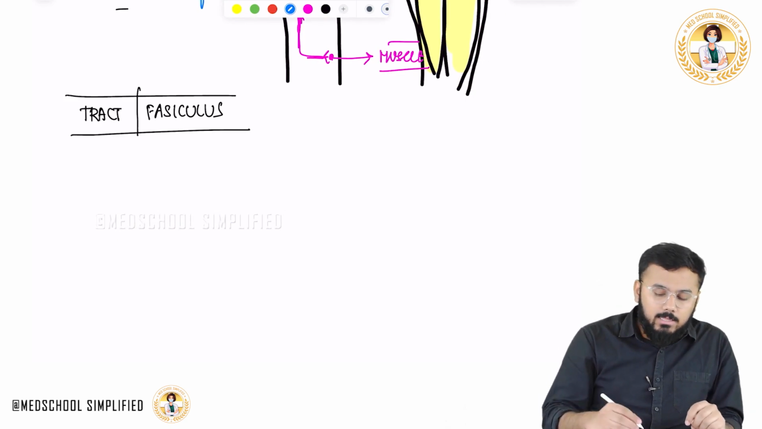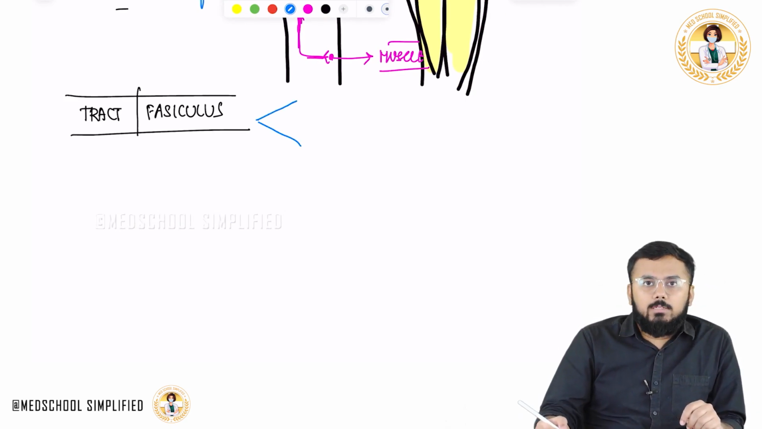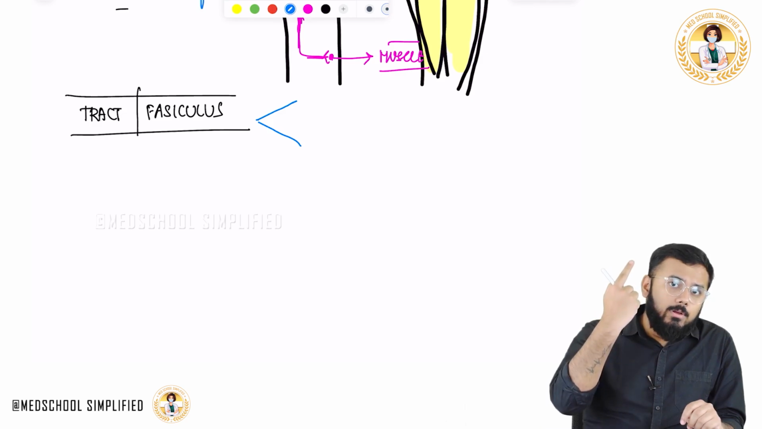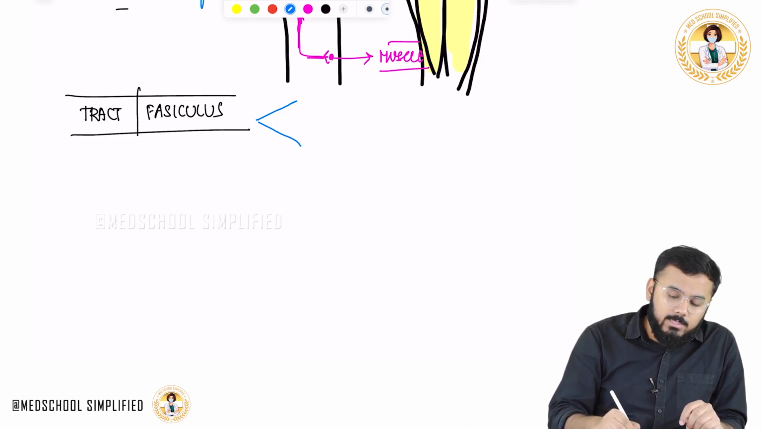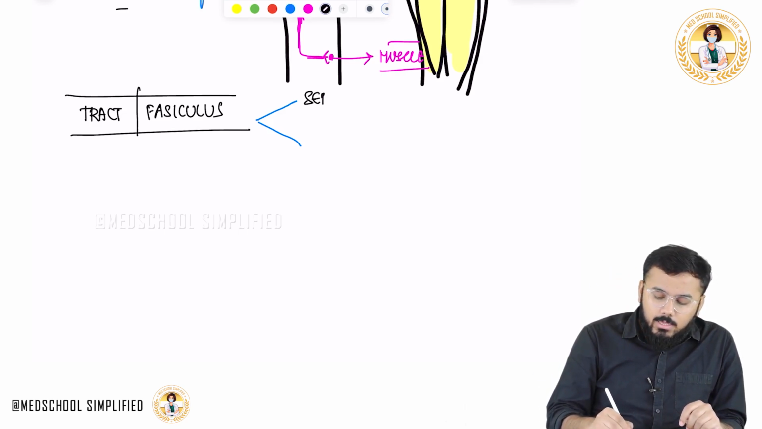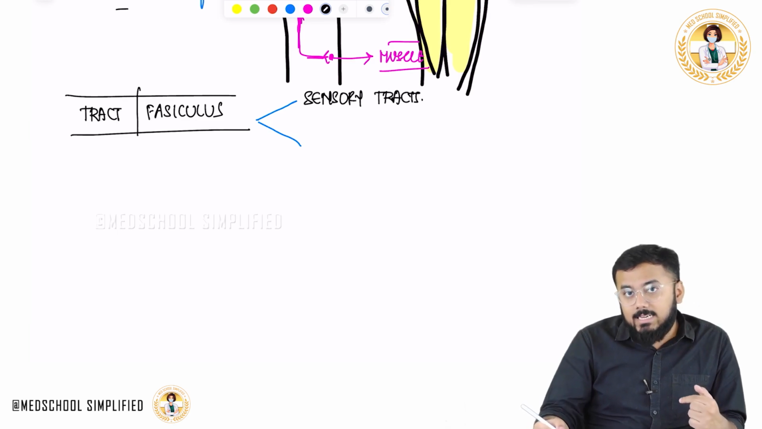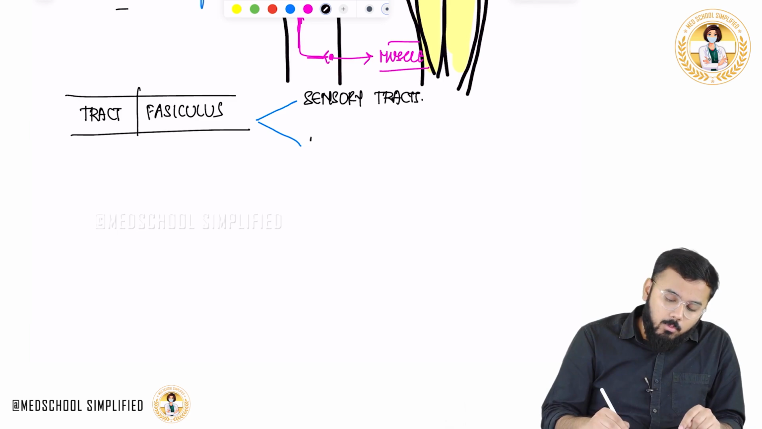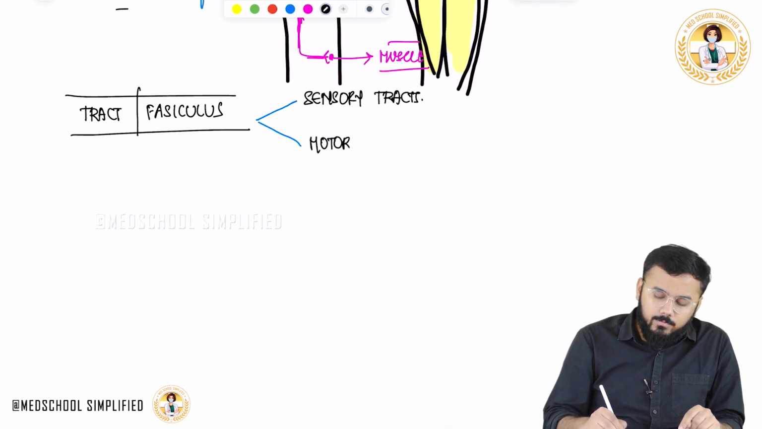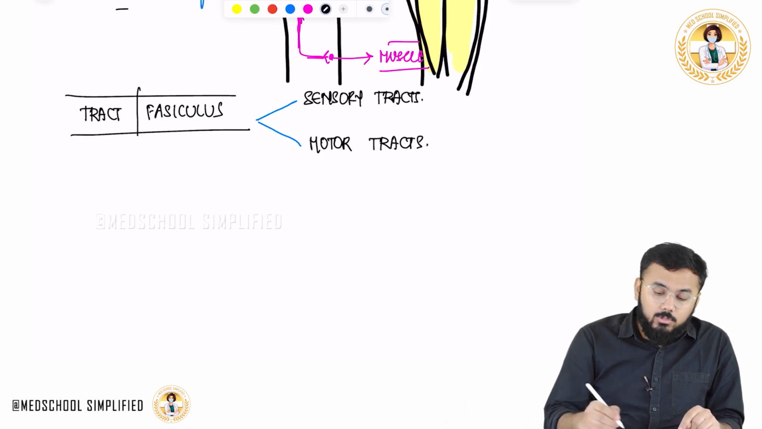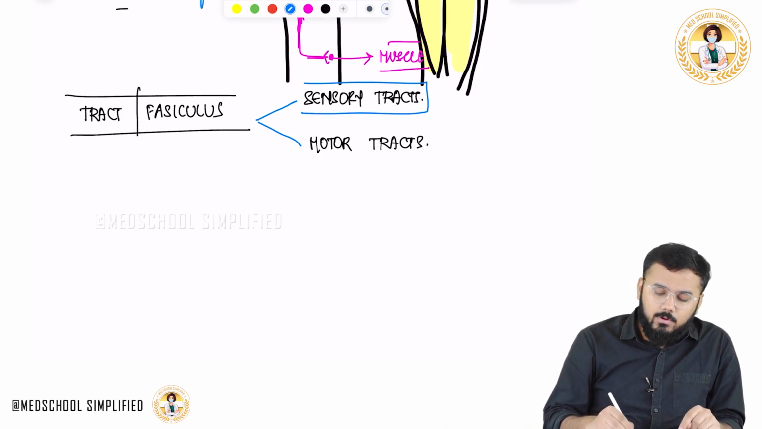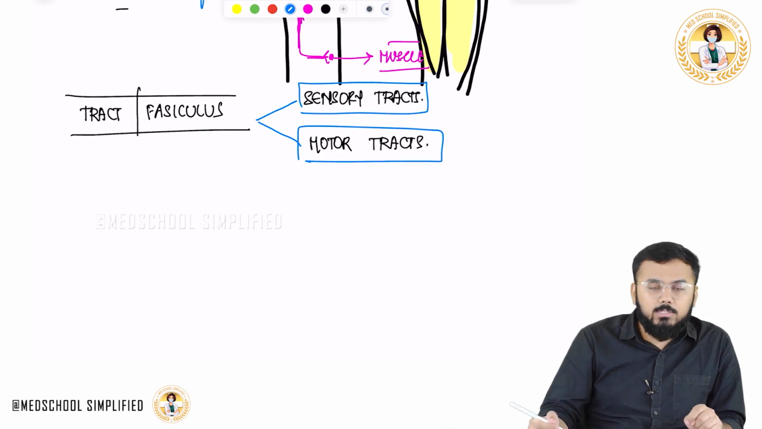So how many tracts are there? There are two different types of tracts. Some tracts go up taking the sensations, so can I call them sensory tracts? So they are called sensory tracts. Whereas some tracts descend down to your muscles and contract the muscles; these are called motor tracts. So we have got sensory tracts and motor tracts.